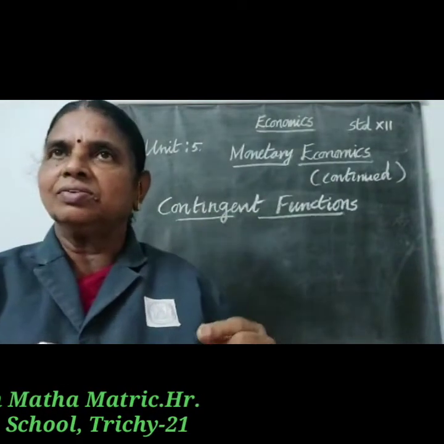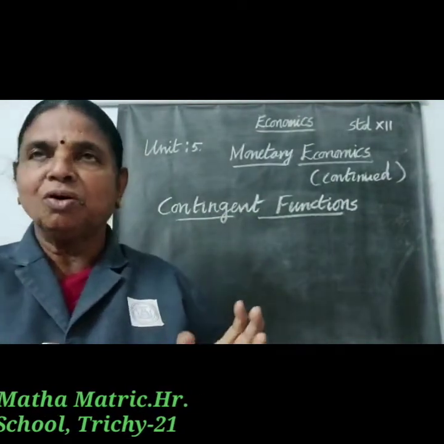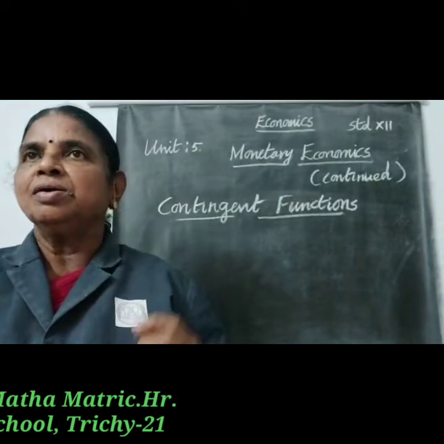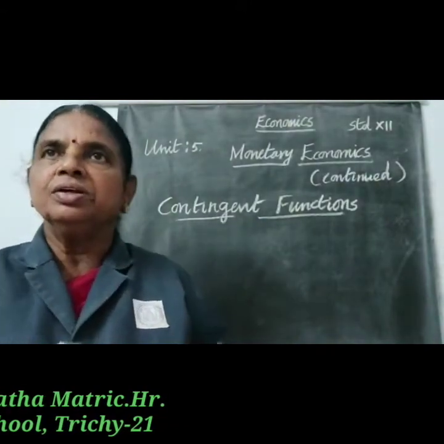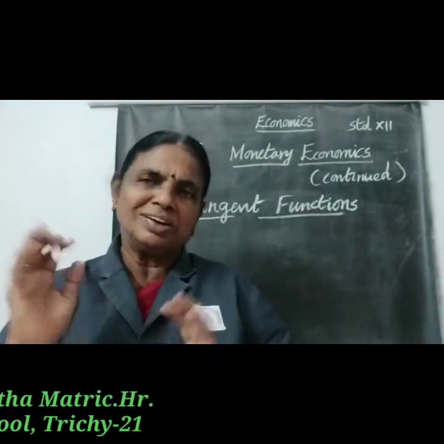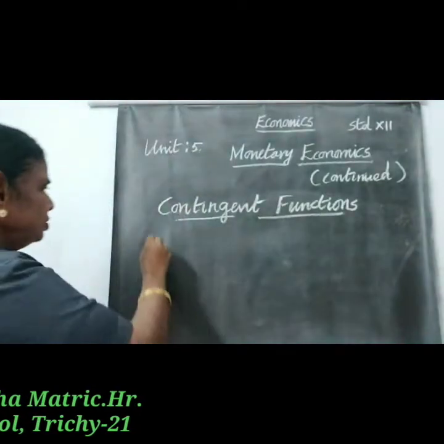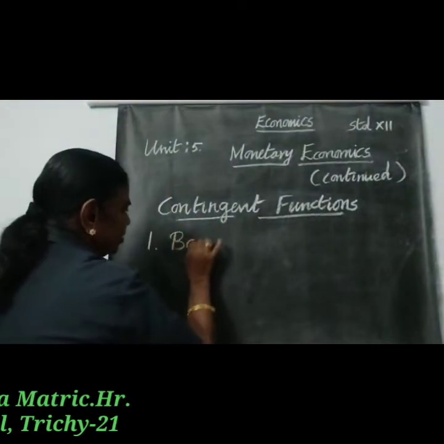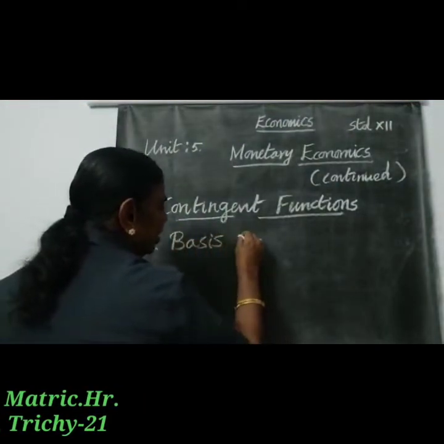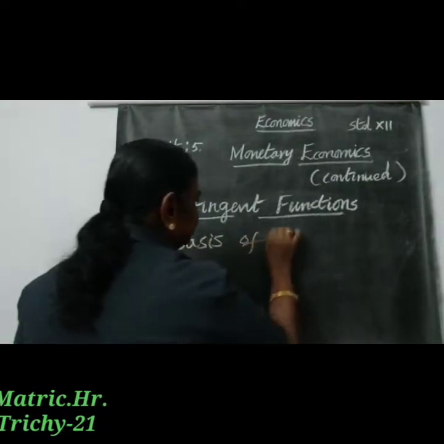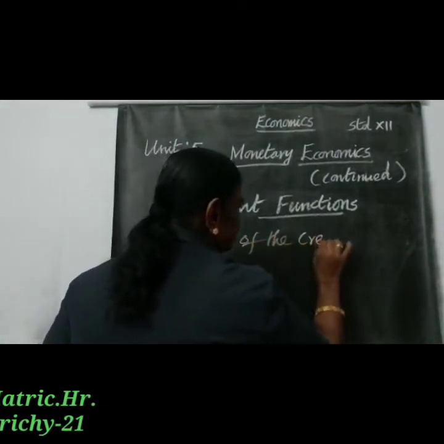So under this we have to remember four important points. The first point is basis of the credit system. See, money is the basis of the credit system. So first point, basis of the credit system, and money acts as the basis of the credit system. That you have to remember.